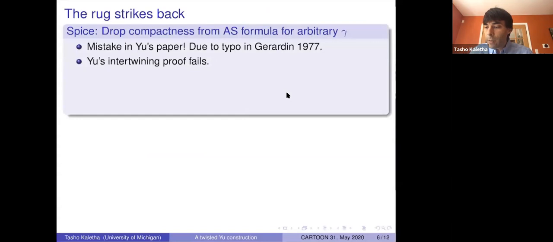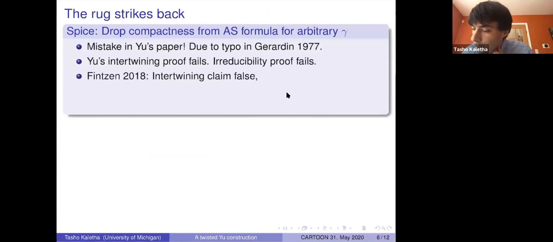Well, Yu's intertwining proof fails, and that's why his irreducibility proof fails too. And later, Fintzen was able to tell us that not only did the intertwining proof fail, but in fact the intertwining claim is false. She was able to produce a counterexample to the intertwining claim. Nonetheless, the irreducibility claim was true, which was good news for anybody who had used Yu's construction for various things. The construction still produced what it claimed to produce, by a different argument.